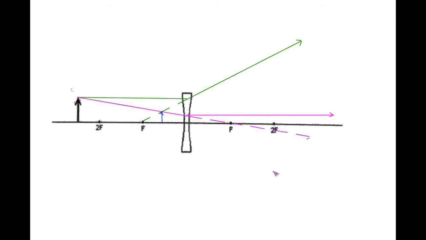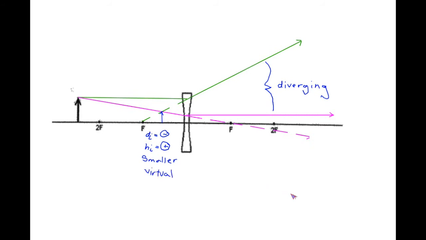We know a few things about our image. We know that his distance is negative because he's on the same side as the object. We know his height is positive because he's going up. We know that he's smaller than the object because these two rays are diverging. We also know that he's virtual.